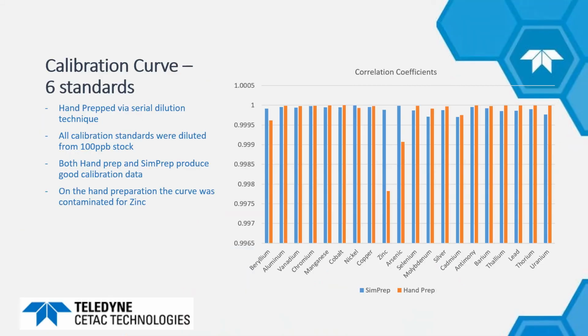We also wanted to show the calibration curve. So we prepared, again, a calibration curve. This is a 6-point calibration curve made from a 100 ppb stock solution that we prepared both by hand and on the SimPrep via serial dilution. Both the hand prep and the SimPrep produced good calibration data, but the SimPrep had 0.9995 or better across all of the elements tested, whereas on the hand prep you can see a slight dip in the zinc and the arsenic numbers. We did have some contamination in our zinc sample, causing that to drop below 3 nines.